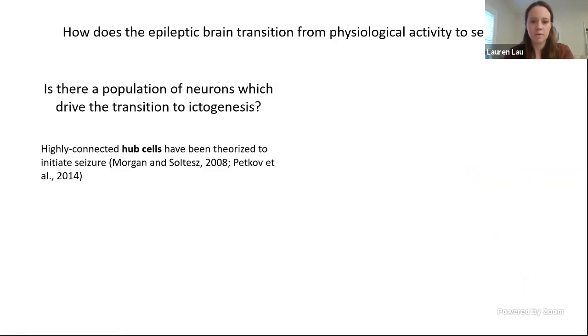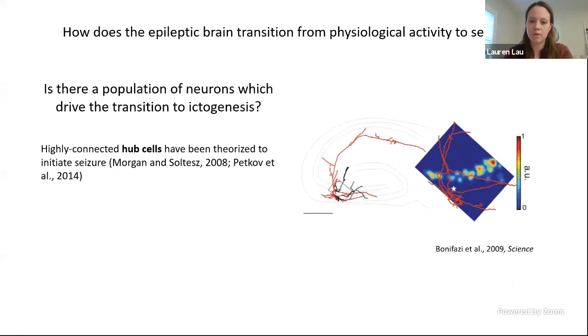Another hypothesis for a key driver of transition to seizure has been the idea of hub cells. Hub cells are highly connected GABAergic interneurons that have been identified in the developing hippocampus. In this figure, the red is showing the axonal structures of this hub cell. They're much more highly connected than a typical interneuron, and early in development, it's known that they have high connectivity.